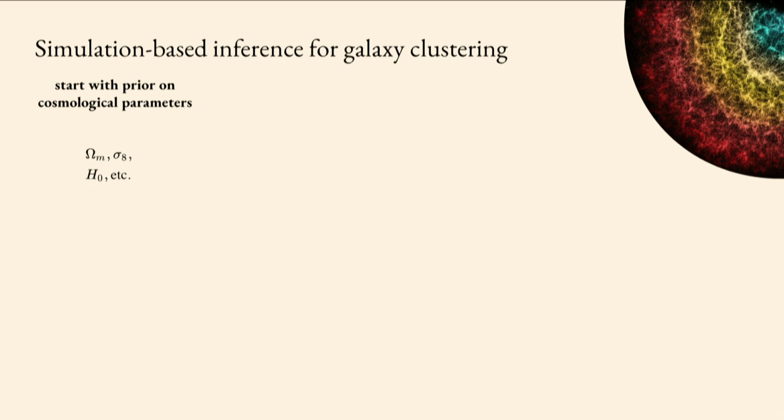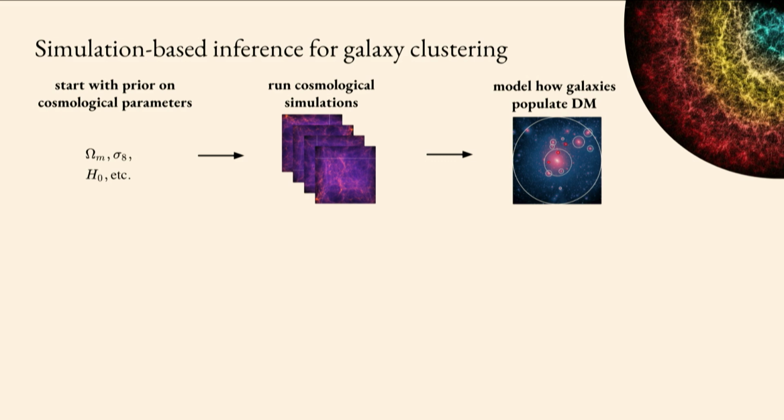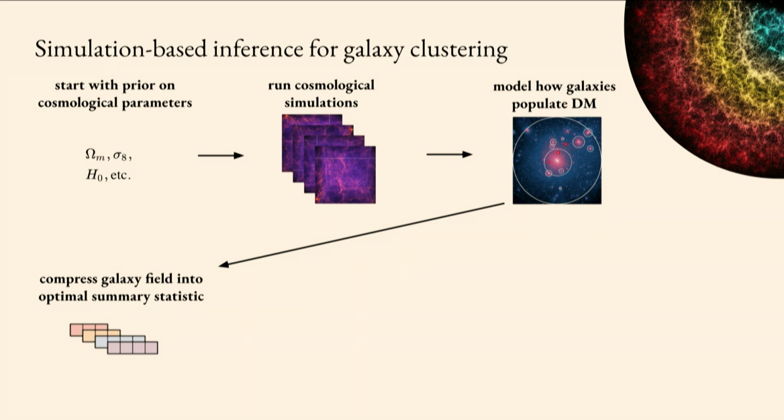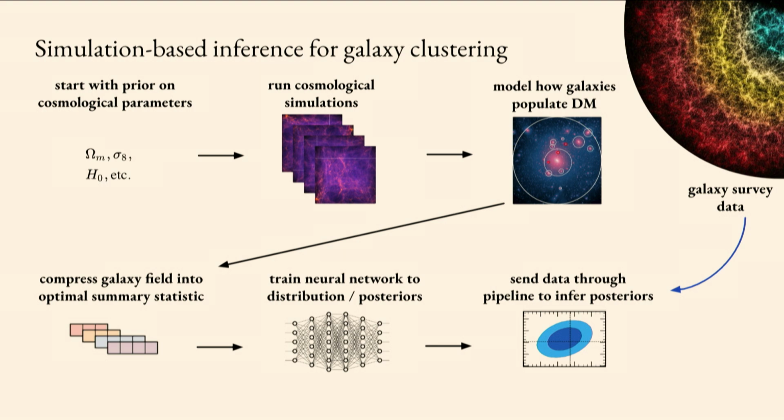So simulation-based inference on the same kind of map. We start with our prior once again, but now we run these powerful cosmological simulations, which we understand quite well. It's just gravity. We model how galaxies populate this dark matter, like on the first slide. Then we can compress this distribution of matter into more optimal summary statistics that actually contain all the information we're going to get our parameters out of. We train some neural network method to learn the distribution or the posteriors. So Sydney will talk about one particular method in the next talk. I'll talk about one on the next slide. And then we can send our data through to directly infer the posteriors. Of course, this also comes with some issues.